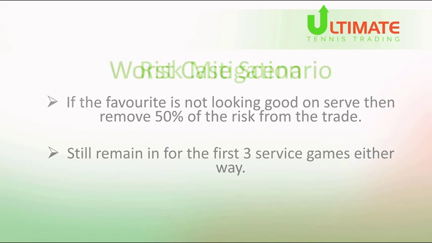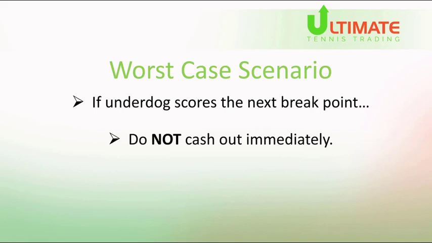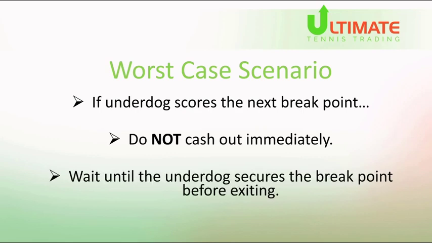Or if that worst case scenario happens, which I'm going to cover here, the underdog scores the next break point, then we're going to have to look to exit the trade. But here's another tip, is that we're not going to cash out immediately. Again, a lot of newbies are going to think, okay, underdog scores the break point, let's just cash out, let's move on. But remember, the underdog now has to hold his serve. He now has to hold his serve, and there's a bit of added pressure on that underdog to hold the serve. So if the underdog does score the next break point, we're going to wait and see if the underdog can secure the break before we exit. So if he secures the break, we exit. That's when we accept the loss.